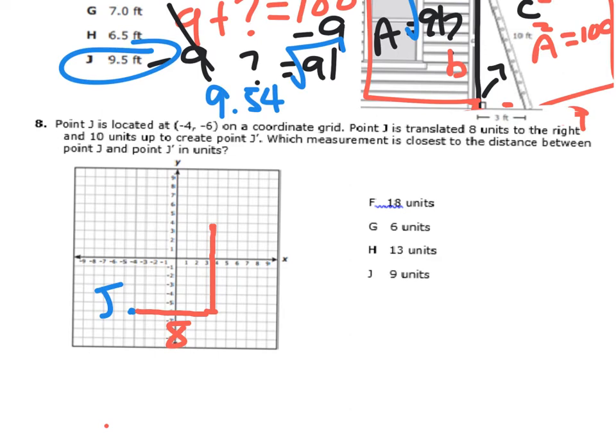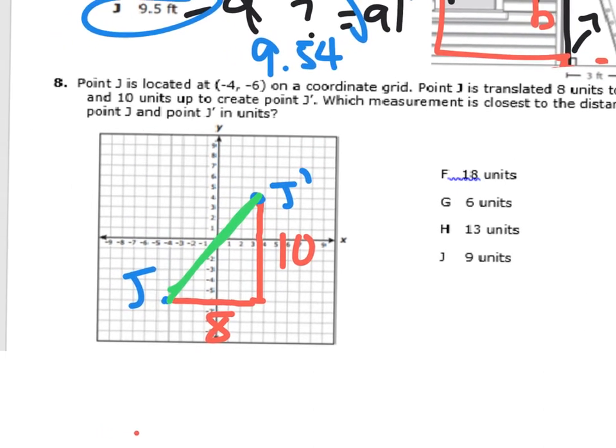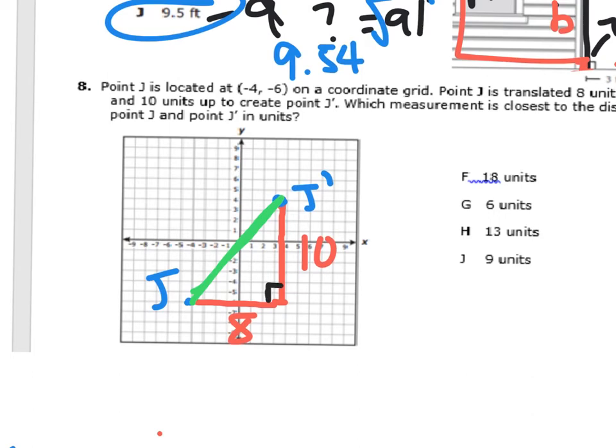So then my new point right here is J prime, and I know this distance, I just went 10 units up. So we have our two distances that we moved, 8 to the right and 10 units up, so I'm going to go ahead and mark those. What measurement is closest to the distance between the points? So that's going to be here in green. I'm trying to find that distance. If I look at it, it's a right triangle. So we are going to label C first. Turns out C is the one I'm missing.